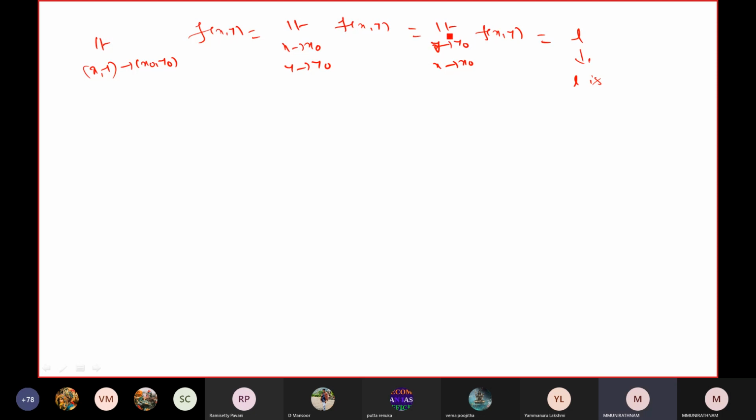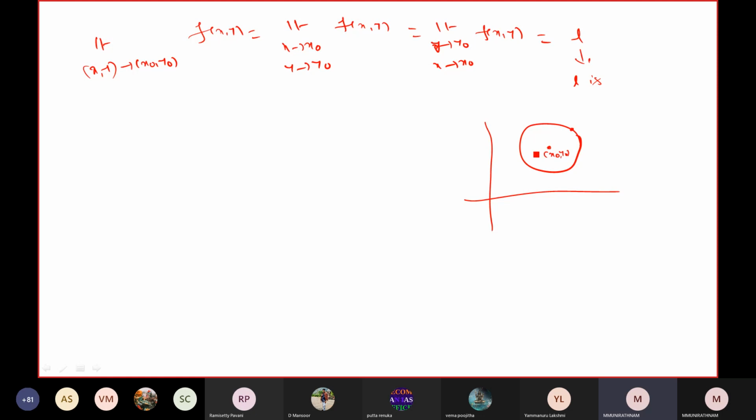So that is the two-path method to find the limit of a given function, and we did a problem in the definition method also. So let us extend that. What I told you in yesterday's class: suppose x is approaching x naught, y is approaching y naught. So x comma y is approaching x naught comma y naught, assuming this is some point x naught comma y naught.